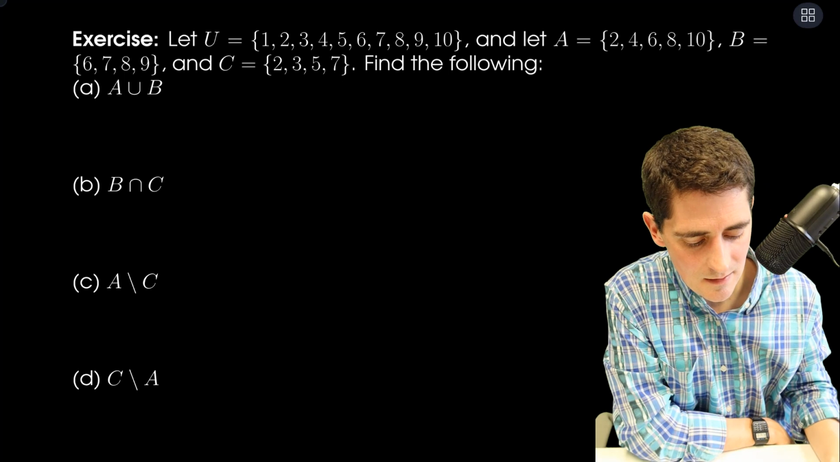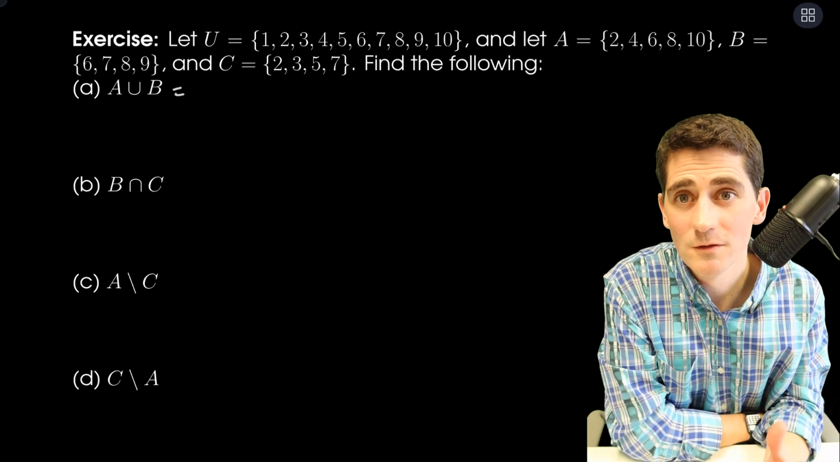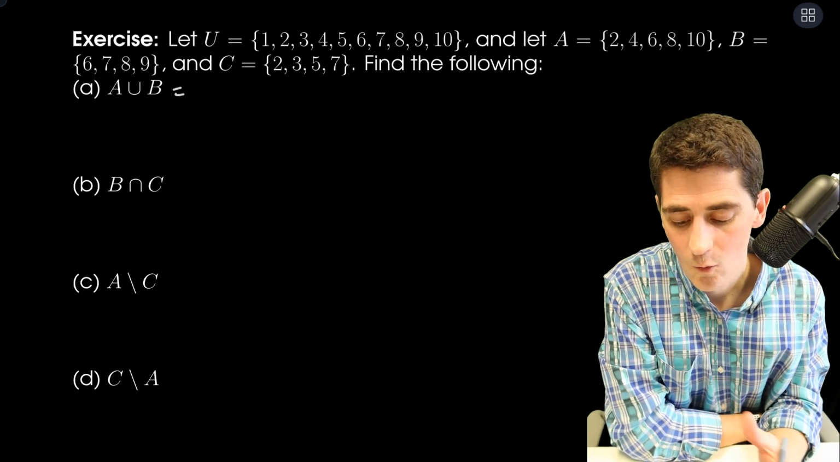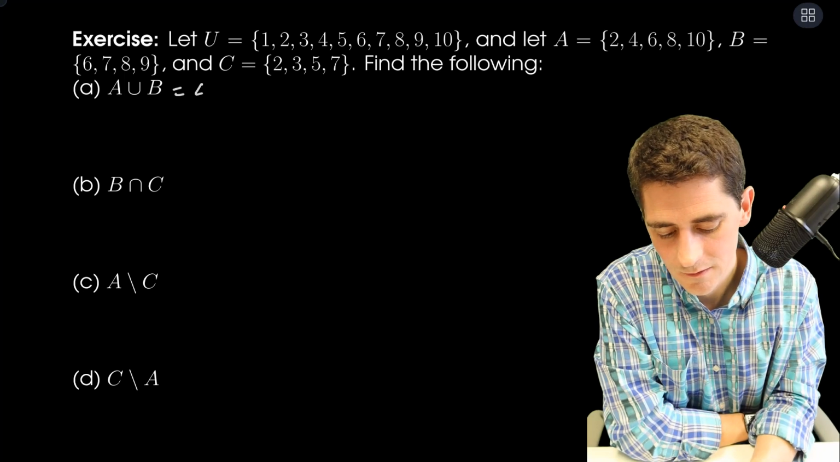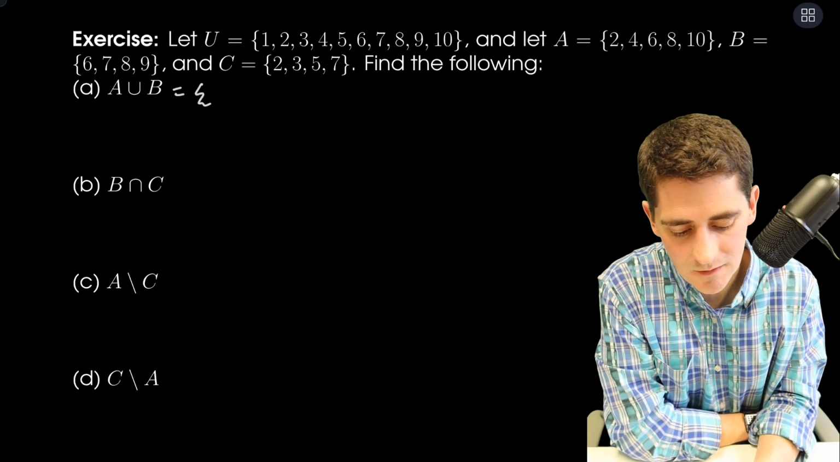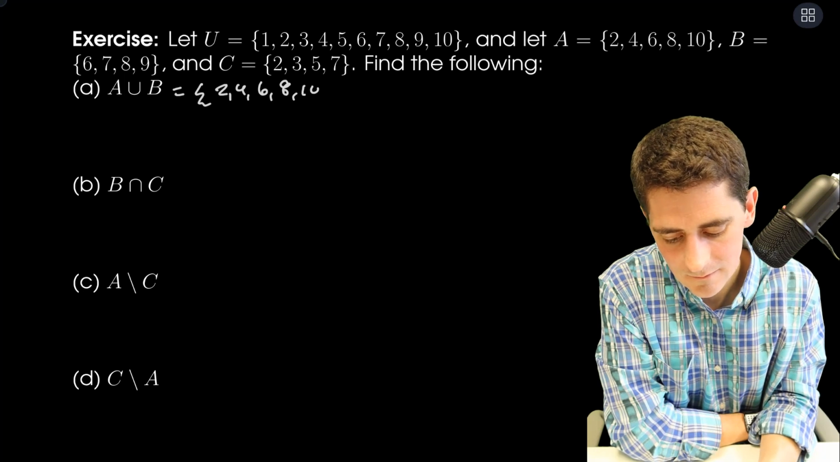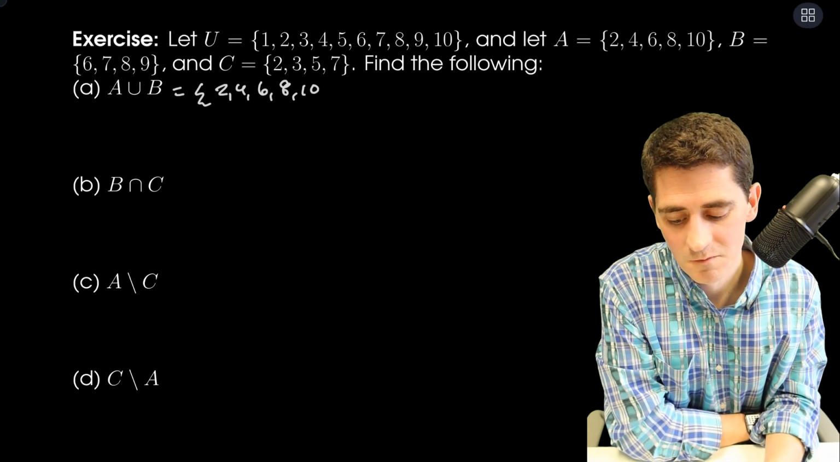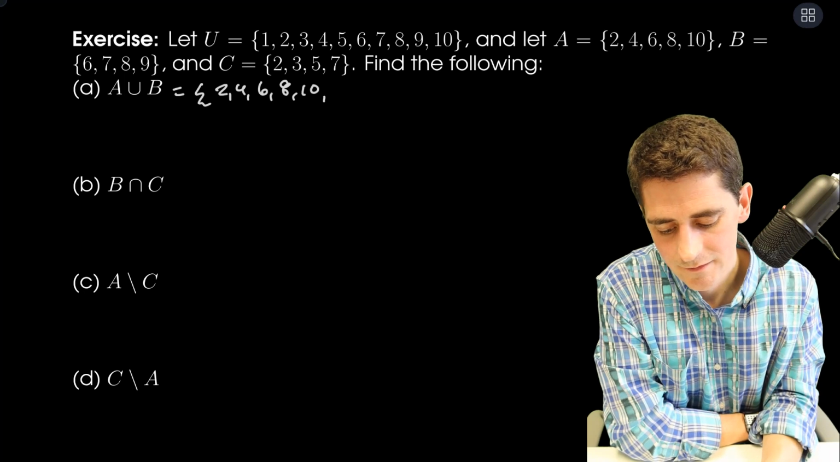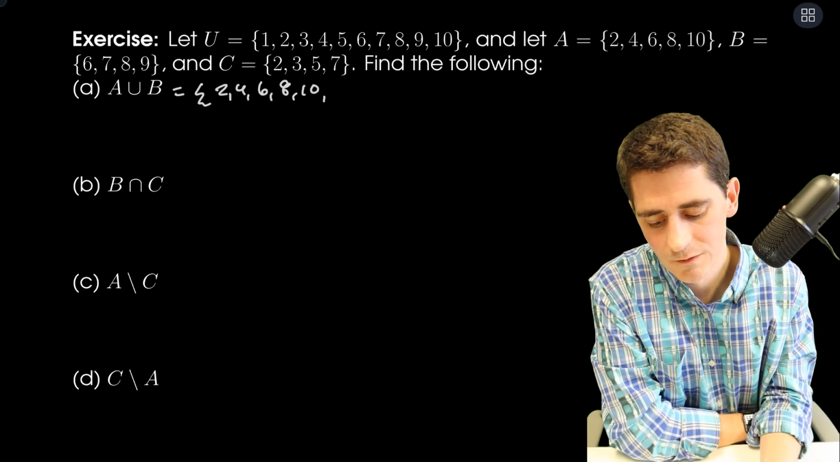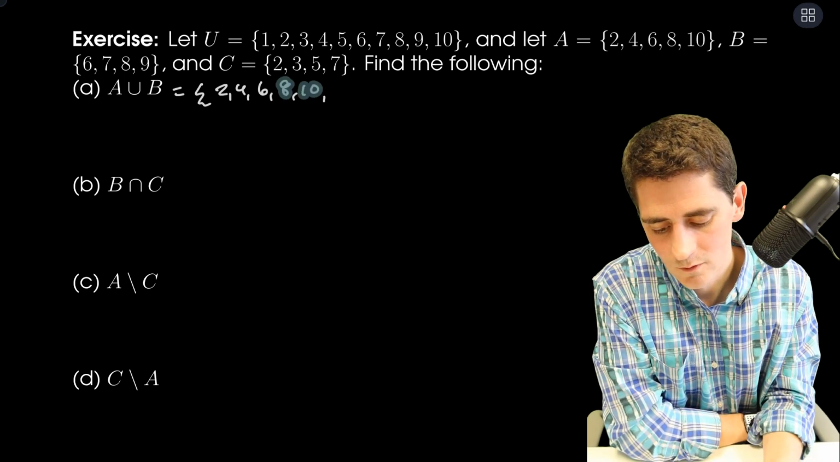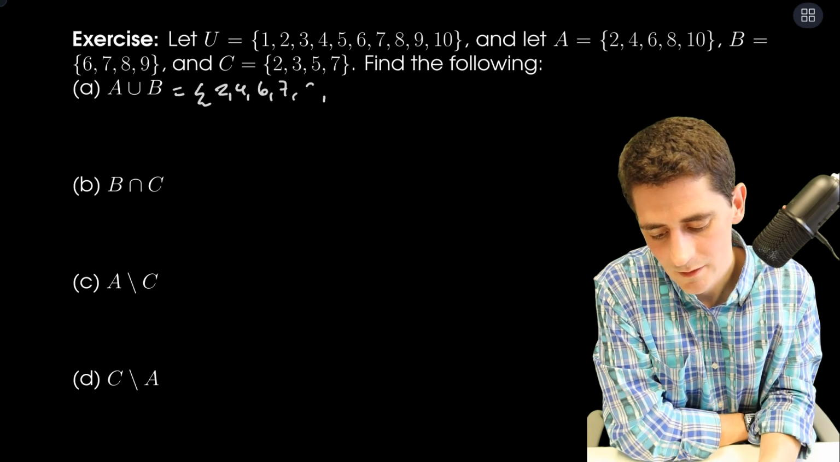I want to find A union B. Remember, the union means the things that are in A or B. So here that means all the stuff that's in A, 2, 4, 6, 8, 10. Also the stuff that's in B. 6 we've already counted. 7 and 9 we need to throw in there. So you know what I'm going to do? I'm going to write them in order. Maybe it's a little OCD that way.